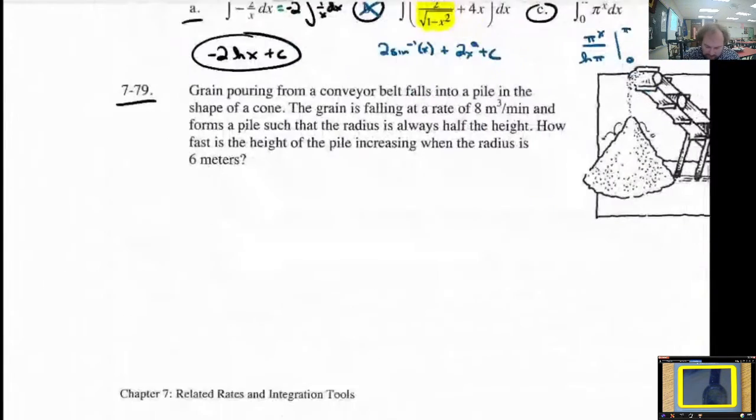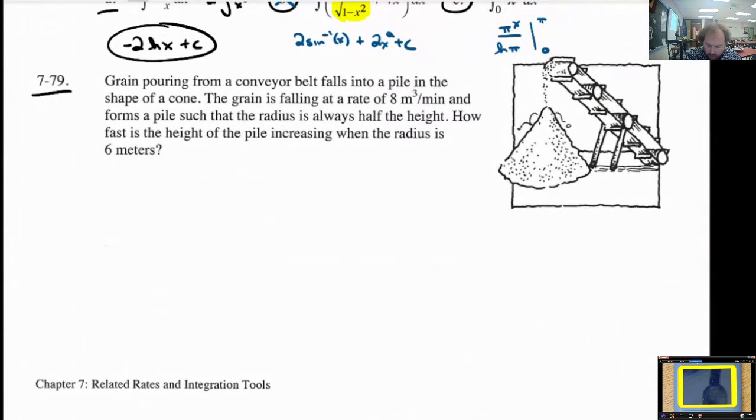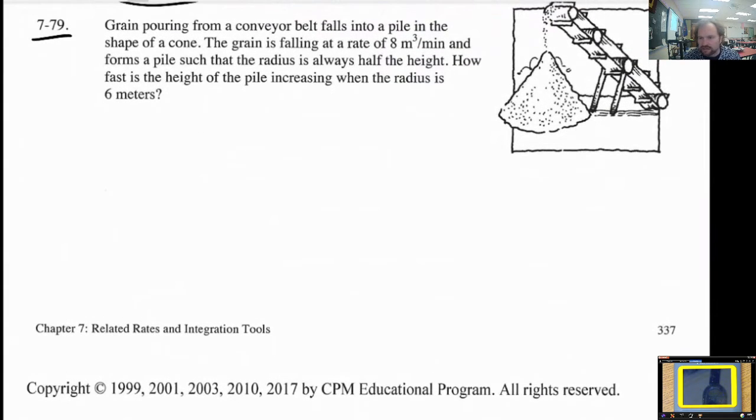779 is a related rates problem, so let's read carefully and map out what we currently know, what we want to know, and think about how we're going to connect these ideas together with some sort of equation, like every other related rates problem. Grain pouring from a conveyor belt falls into a pile in the shape of a cone. The grain is falling at a rate of 8 meters cubed per minute and forms a pile such that the radius is always half the height.